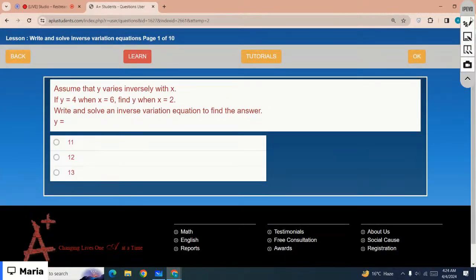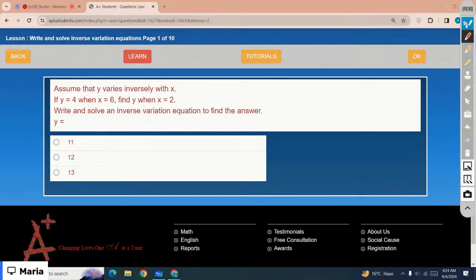Okay, assume that y varies inversely with x. If y equals 4 when x equals 6, find y when x equals 2, right? So let's see, you have to use y equals k over x. That means k equals y times x, right? Y is 4 and x is 6. That means k equals 24, right?